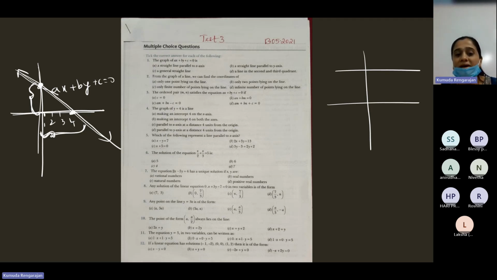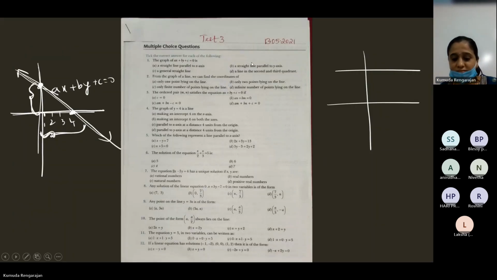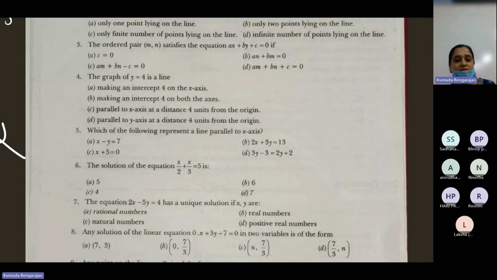Otherwise, now y is equal to 4. How is the line? It's parallel to the x-axis. So that means it's not going to meet the x-axis. Then where is the x-intercept? So that option is wrong. The first option, making an intercept 4 on the x-axis, is straight away wrong because it's parallel to the x-axis, and so it doesn't meet the x-axis, and so no x-intercept at all.